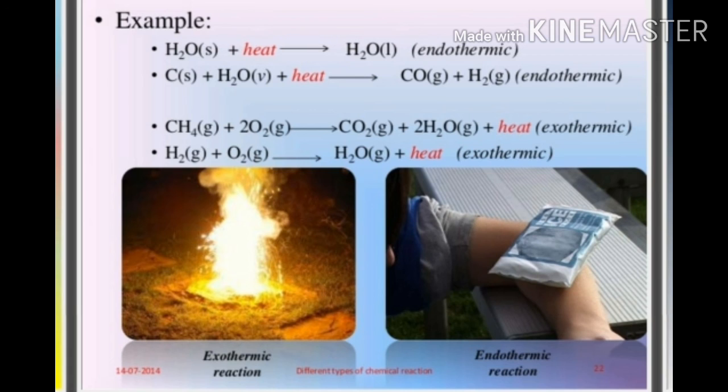Now examples of endothermic and exothermic reactions. Water on heating changes into vapour, so that is an endothermic reaction. Carbon reacts with water, heat is absorbed, and it produces carbon monoxide gas and hydrogen gas, so that is an endothermic reaction. CH4 means methane. Methane gas reacts with oxygen gas to produce carbon dioxide and water, so this is an exothermic reaction because heat is produced. Hydrogen gas reacts with oxygen gas to produce water and heat, so this is also an exothermic reaction. Exothermic means heat is produced, energy is produced. Endothermic means energy is used up.